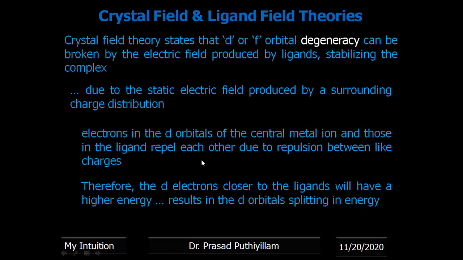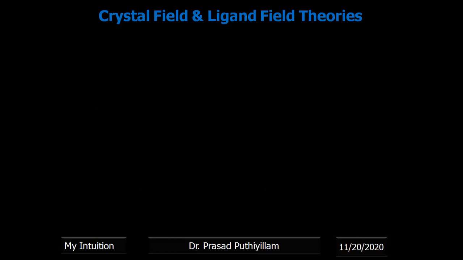The d electrons which are closer to the ligand: we know dxy, dyz, like that, 5 petals are there. If any one of those d orbitals, either dxy or dyz or dx square minus y square or dz square, is closer to the ligand, then it will have higher energy. These result in the d orbital splitting energy. The splitting will be affected.